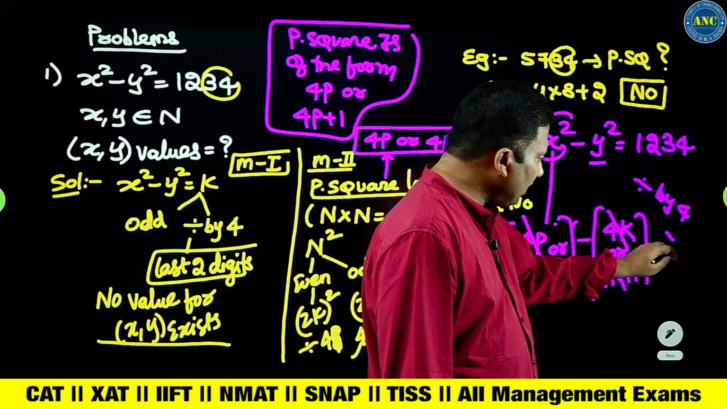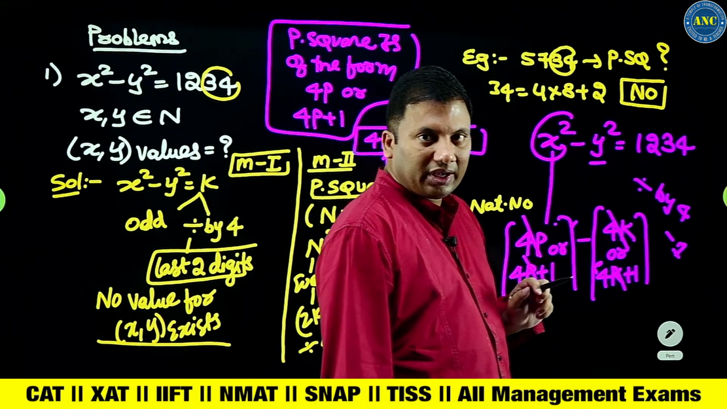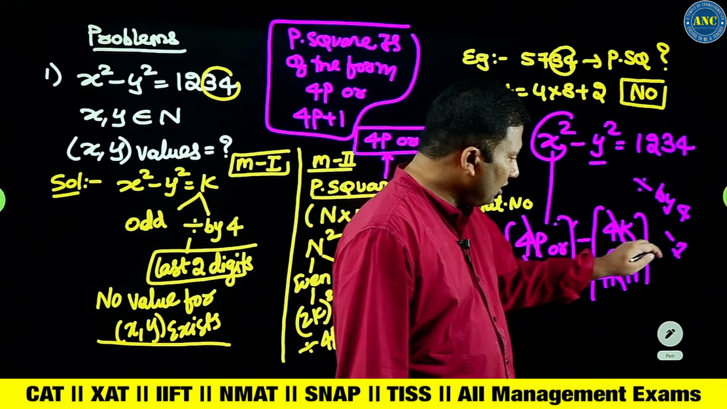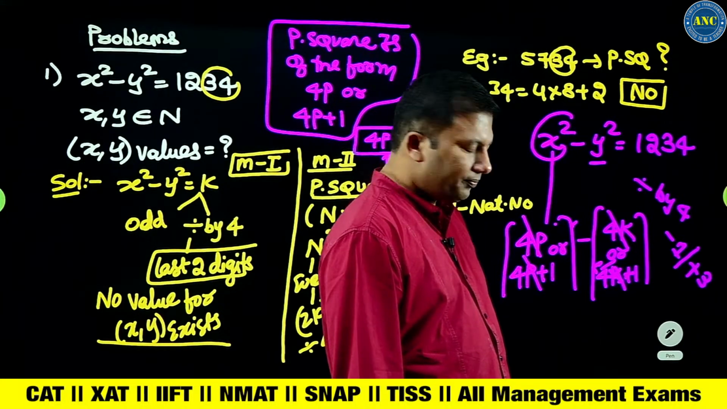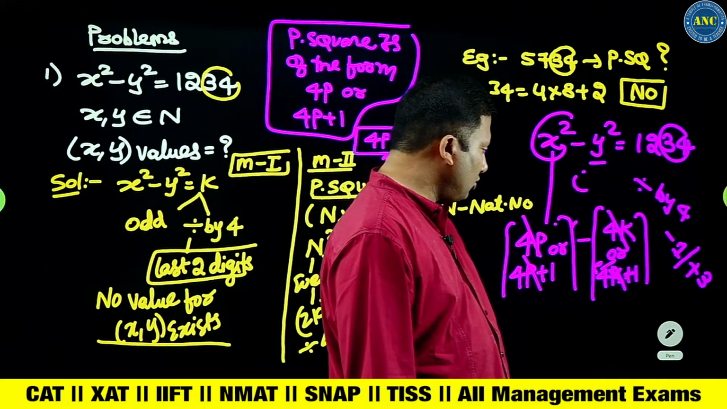It gives a negative remainder, minus 1. Am I right? 4p minus 4k is divisible by 4, and minus into plus is minus 1. A negative remainder of minus 1 means a positive remainder of 3. Positive remainder 3. 4 8s are 32, plus 2 remainder.